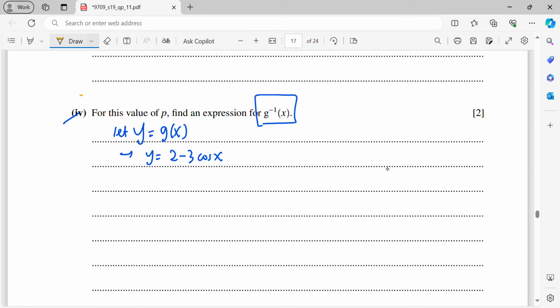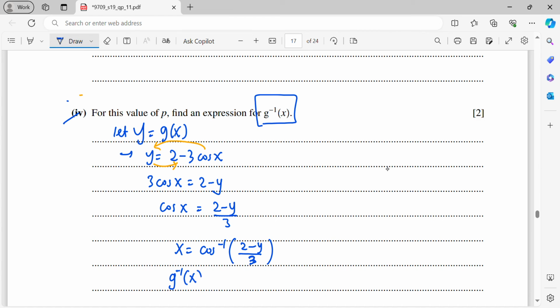So now I will move this negative 3 cos x to the left side, and the y will be moved to the right side. That means you will get 3 cos x equals 2 minus y. And then cos x is (2 minus y) over 3. And then x is inverse cos of (2 minus y) over 3. So that is the inverse function. Quickly change the x into g inverse, and the y will be changed to x. So that's all for this solution.